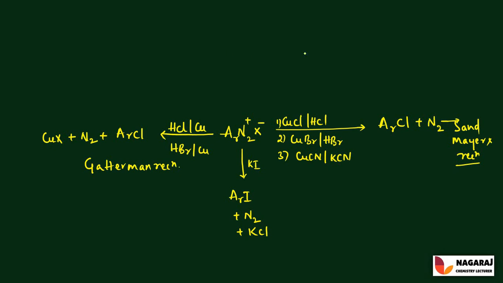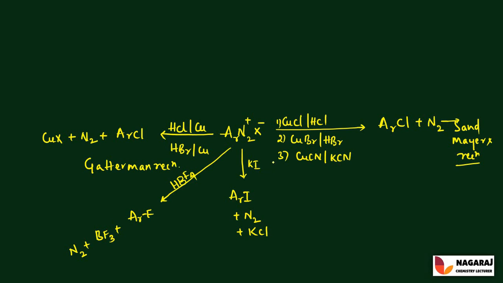Next one, the reaction with fluoroboric acid, that is HBF4. So it reacts with the fluoroboric acid, so it gives ArF, that is fluorine is attached to the aryl group and BF3 is eliminated, and the diazonium group is eliminated as nitrogen gas. So this reaction is the replacement of the diazonium group by fluoride ion.